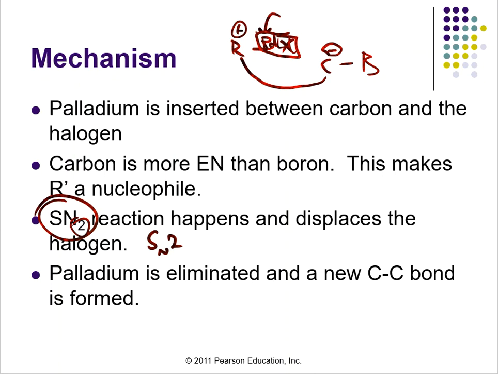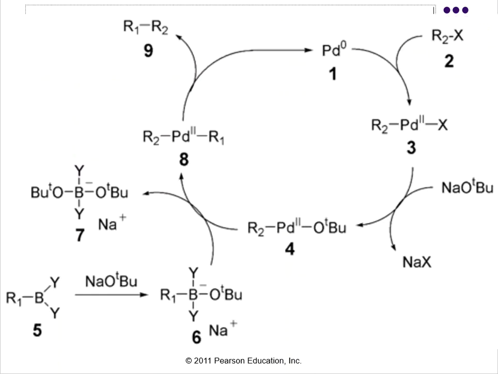It's a substitution, nucleophilic, and bimolecular basically means second order almost in a way, right? It relates to kinetics back in Chem 251. So the palladium is eliminated, the halogen is eliminated, and this allows the new carbon-carbon bond to be formed. So here is the mechanism of the palladium Suzuki reaction, at least what we know of it.